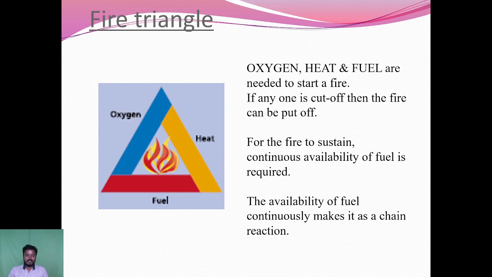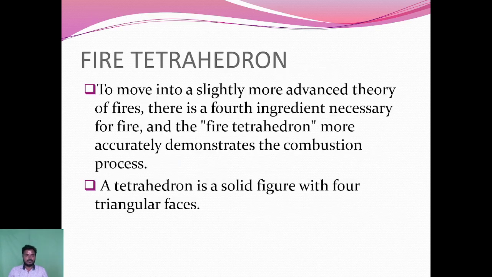Fire triangle. In the fire triangle, there are three elements which combine to catch fire. If any one of the elements is eliminated, the fire must be cut off. Here we see the fire triangle. Oxygen, heat and fuel are needed to start a fire. If any one is cut off, then the fire can be put out. For the fire to sustain, continuous availability of fuel is required. The continuous availability of fuel makes it a chain reaction.